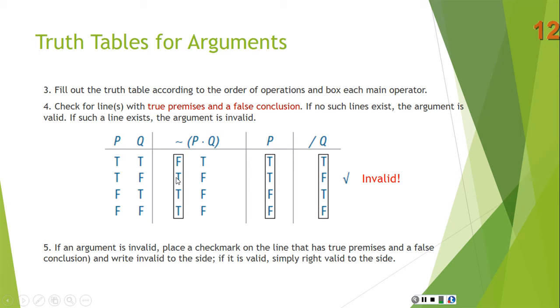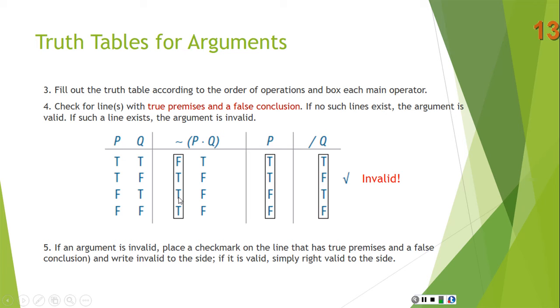For line 2, the truth value for not the case that P and Q ends up being true. For the second premise, the truth value is true. For the conclusion, it's false. So we have true premises and a false conclusion. Okay, so that is our line that shows it's invalid. But let's keep going, and then we'll move on to step 5. There is no step 6.